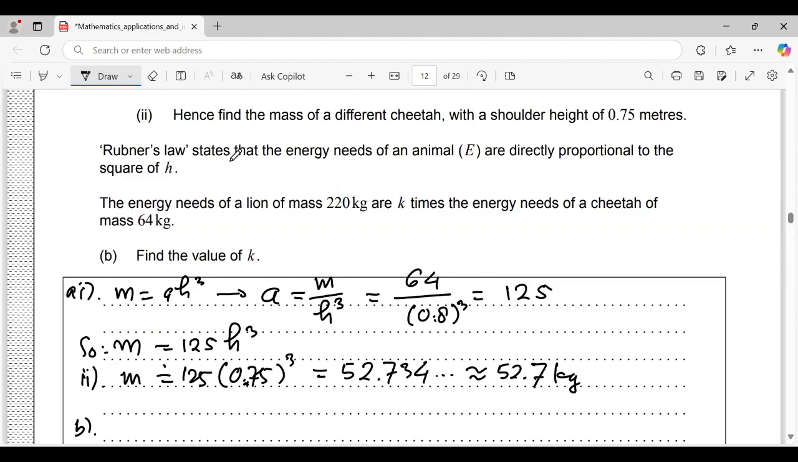Kleiber's law states that the energy needs of an animal are directly proportional to the square of its height. The energy needs of a lion of mass 220 kg are k times the energy needs of a cheetah of mass 64 kg. Find the value of k.